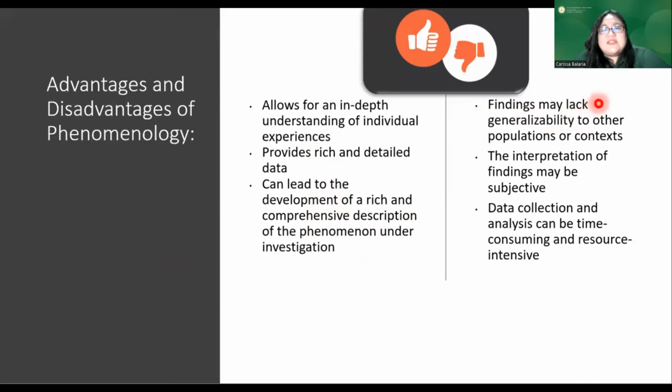Ayun, the laser. Findings may lack generalizability. Remember during the first lecture, when we interview a sample, that sample is a representation of everyone, so we can generalize it. But for Quali, that's not our goal. Generalizability is not our goal, so we cannot generalize the findings. If it's CCU nurses, it just applies to CCU nurses. You can't apply it to ICU nurses or ward nurses because their experiences may not be the same.